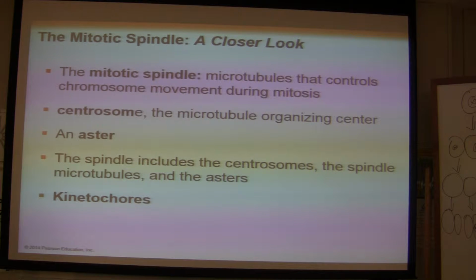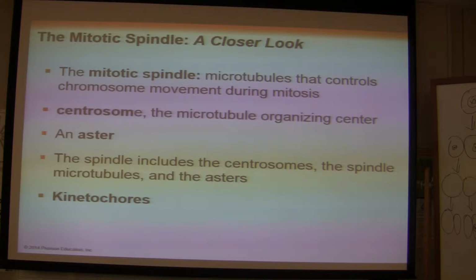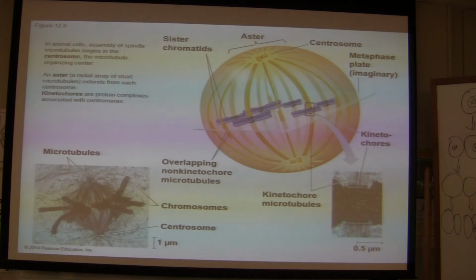Kinetochores are the protein molecules that attach to the chromosomes and pull them apart. That's what the kinetochores are. So let's see a picture, which says a million words. Okay, let's go over it.